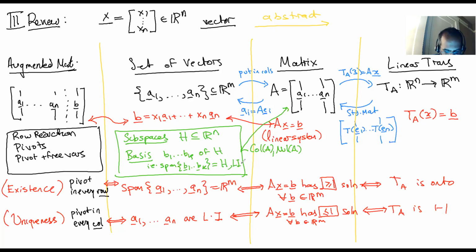Okay, so this is sort of a one-slide summary of all the types of objects we learned, what the relations are between them, how to convert between them, what the existence and uniqueness questions are for them, how to convert between those, and ultimately how to answer everything using row reduction. Because in the end, row reduction is an algorithm, right?